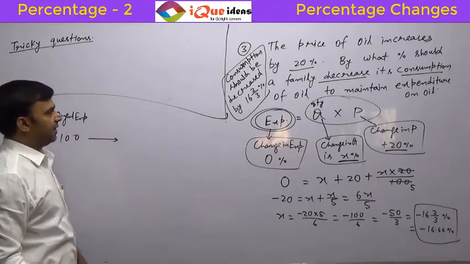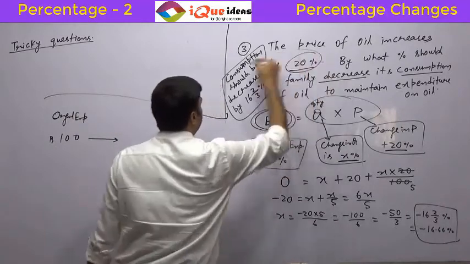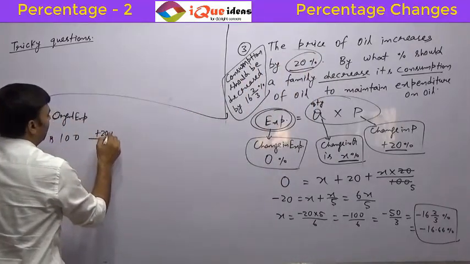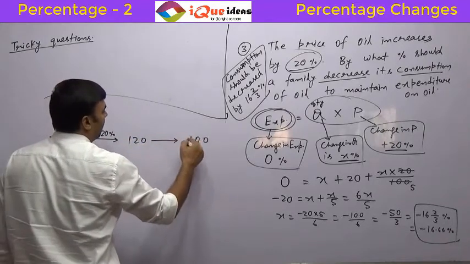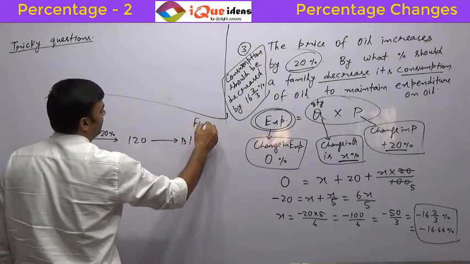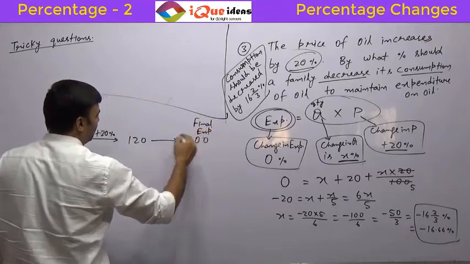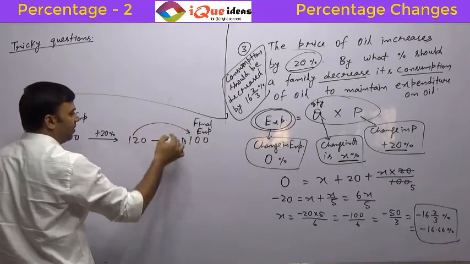Now, if I maintain the consumption, the price increases by 20%. So the total expenditure will increase by 20%. So it becomes 120. But I have to bring it down to 100 again. Why? Because the final expenditure has to be the same as original expenditure. So this 120 has to be reduced to 100.